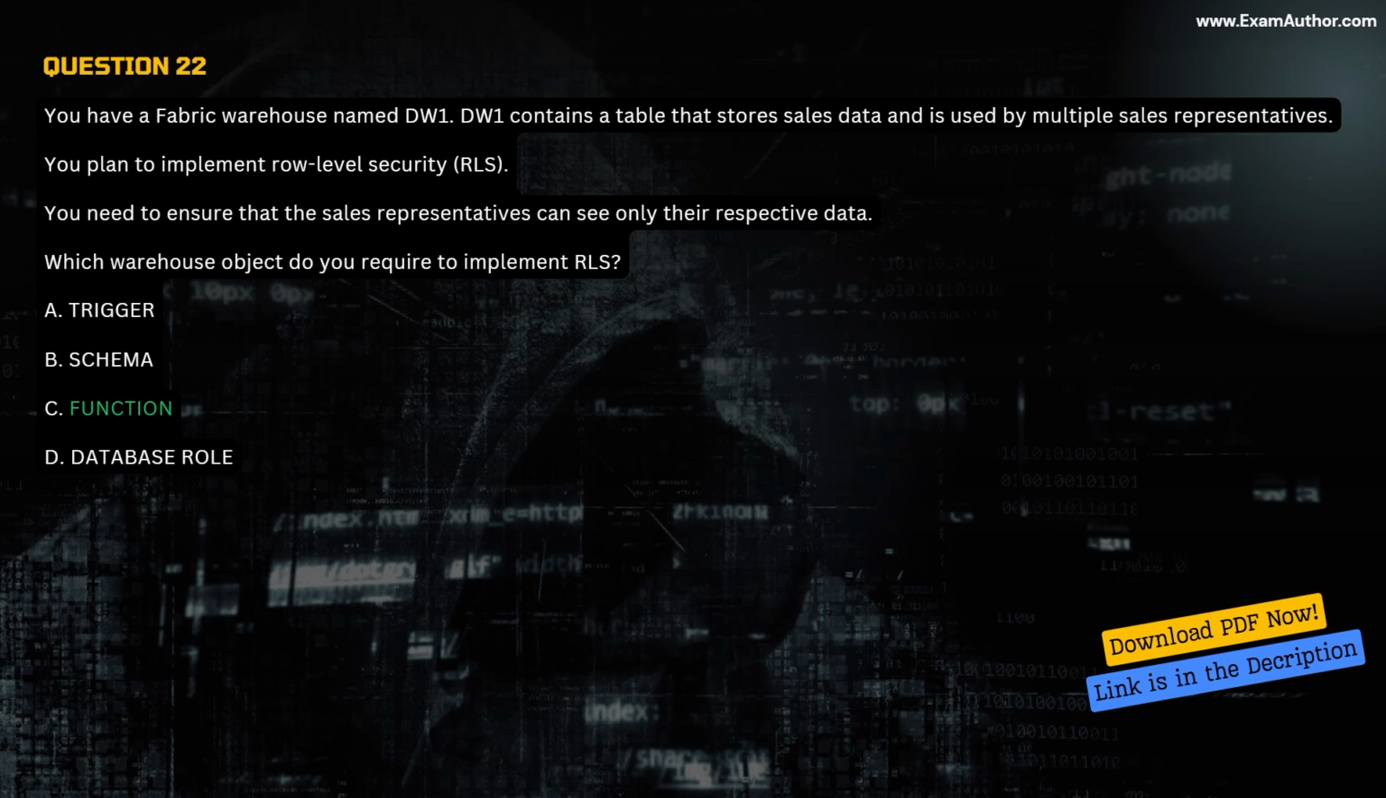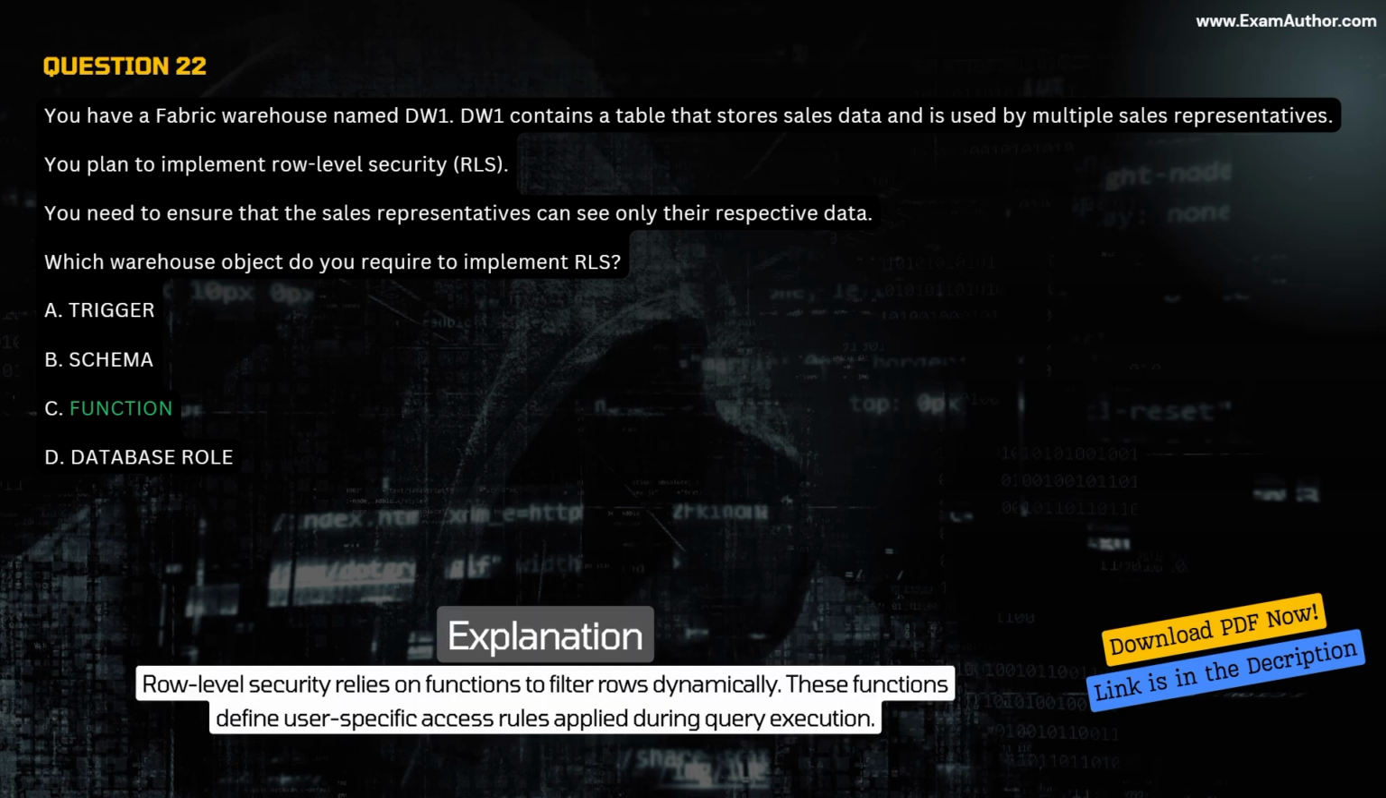Function. Explanation. Row-level security relies on functions to filter rows dynamically. These functions define user-specific access rules applied during query execution.